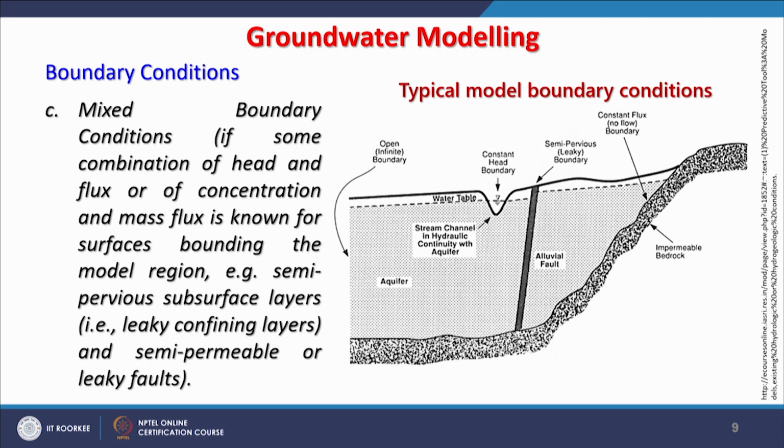And the last type of boundary conditions can be mixed boundary conditions, that is some combination of head and flux, or concentration and mass flux, is known for surfaces bounding the model region. For example, semi-pervious subsurface layers, that is a leaky confining layer, which we have already discussed, or leaky aquifers, which are having semi-pervious subsurface layers, maybe leaky confining layers, and semi-permeable or leaky faults. So, these kinds of situations can be encountered in a subsurface condition, and they will make our boundary conditions in a model.